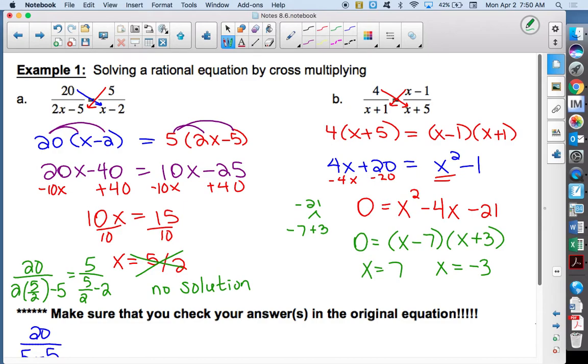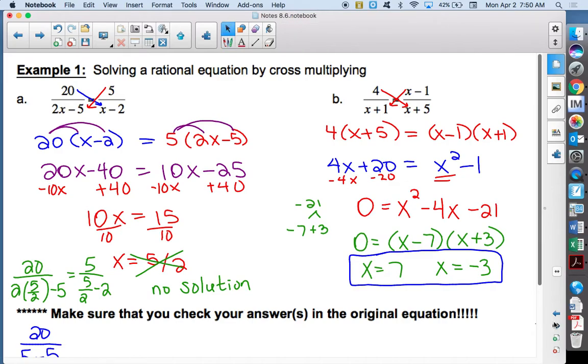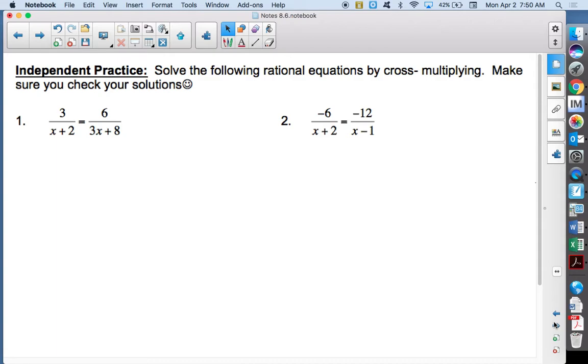And then just do a quick check. So 7 plus 1 is good, 7 plus 5 is okay, plugging that into the denominator. Negative 3 plus 1 and negative 3 plus 5. Neither of those make the denominator 0, so then they would be our solutions. So there are two problems underneath. See if you can do those two problems in the independent practice. Make sure you check your solutions.